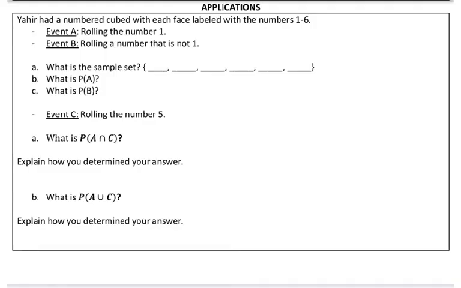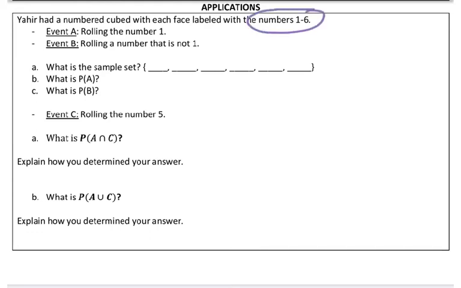Let's actually jump into some applications. Let's look at another scenario. Let's assume Yahir had a numbered cube with each face labeled with the numbers 1 through 6. We're going to let event A be the event that he rolls the number 1, and event B be the event that he rolls a number that is not 1.